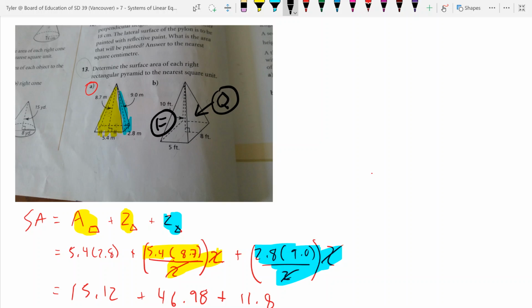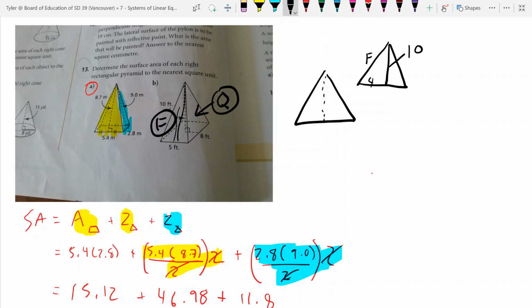Okay, so for the front triangle, I want to find the height of it. In order to find the height, I have to look at it from the side, so that's F right there. I know the height of the triangle is 10, and the base along that side is 8, so that's just going to be 4 on the side. So using that, I can find the slant height F that's along this side here.